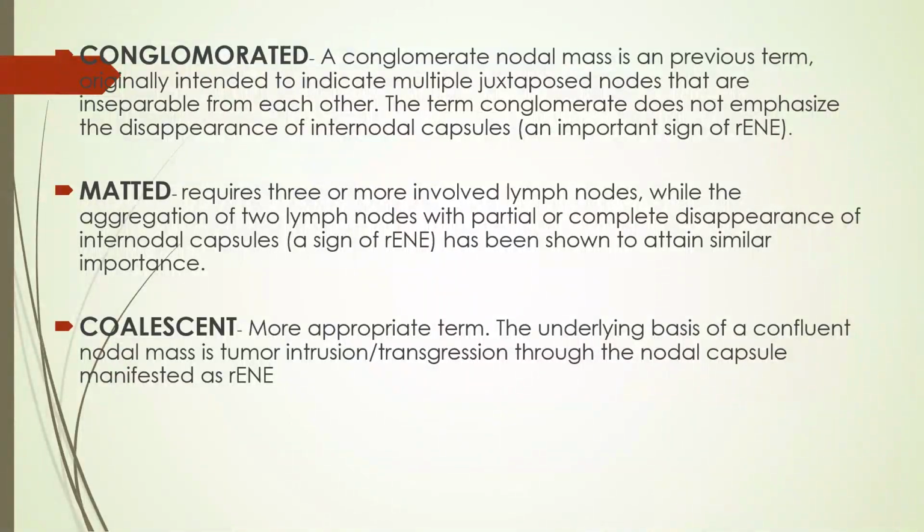But the most important term which you should use now for radiological extranodal extension is coalescent nodes, in which there is tumor triangulation through the nodal capsule, which is manifested as extranodal extension. So this is the term which you should use, coalescent nodes.